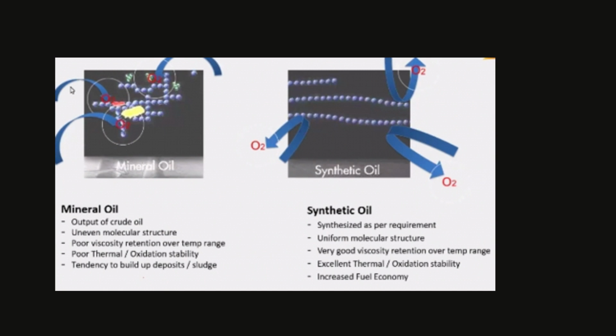Then what is the difference between mineral and synthetic oil? The main difference is that mineral oil is an output from crude oil as a petroleum product. Synthetic oil is synthesized as per requirement. It's man-made. We synthesize it as per our requirement, and based on this, mineral oil has an uneven molecule structure, while there is a uniform molecule structure in the synthetic oil. Poor viscosity retention in the mineral oil, very good viscosity retention and temperature range in the synthetic oil. These are some advantages of mineral and synthetic oil.